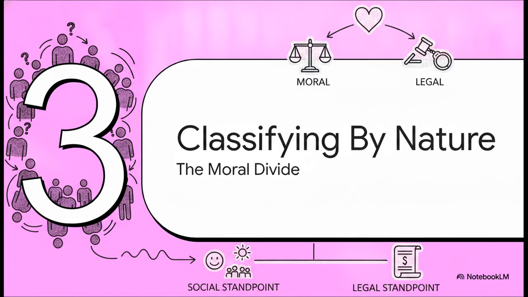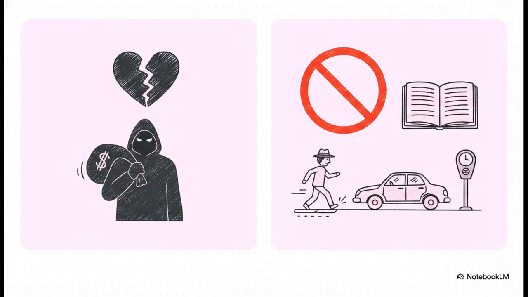Section 3. Classifying by nature, the moral divide. Let's break this down clearly by pitting 2 crucial Latin categories against each other. First, we have mala in se, which literally means wrong in themselves. We're talking about acts that are universally recognized as inherently evil, like murder or theft. Even if there were no written laws, humanity across virtually all cultures instinctively knows these things are deeply wrong.